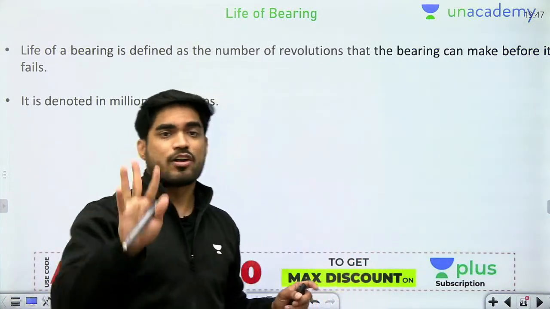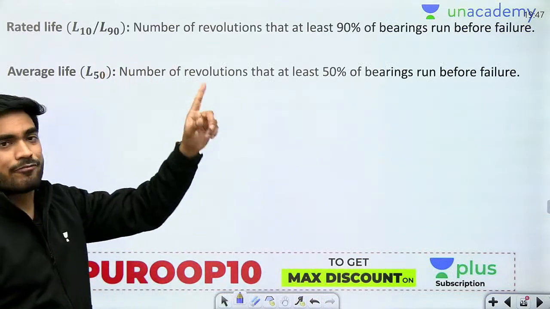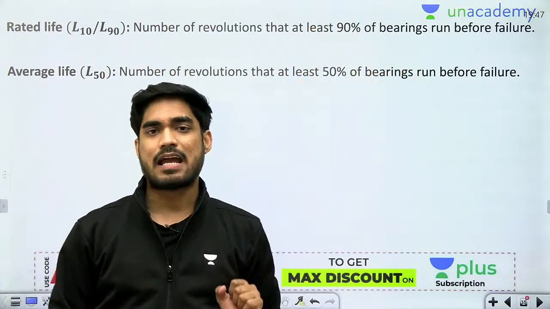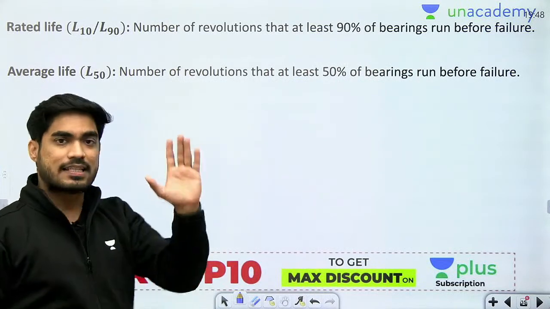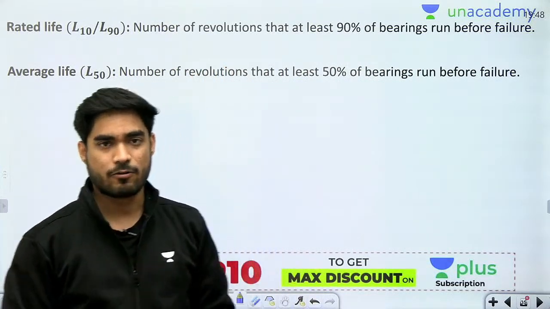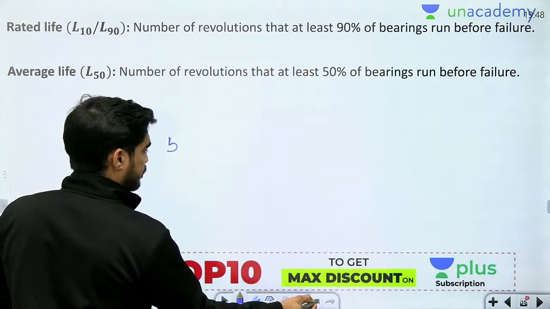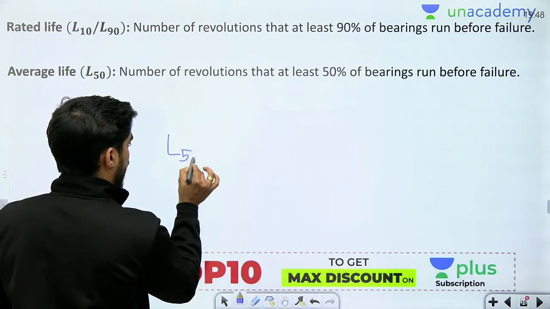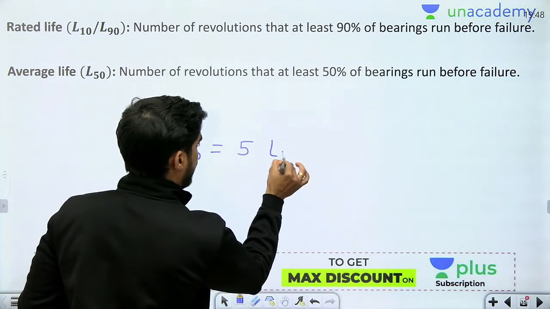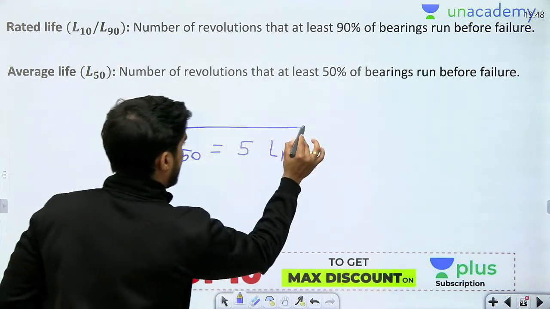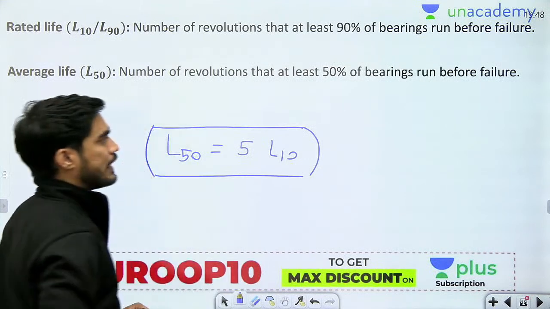So there are two types of lives. Rated life means the life at 90% reliability. Average life means the life at 50% reliability. And there is a relation between both of them: average life is 5 times the rated life. This is the relation between average life and rated life.